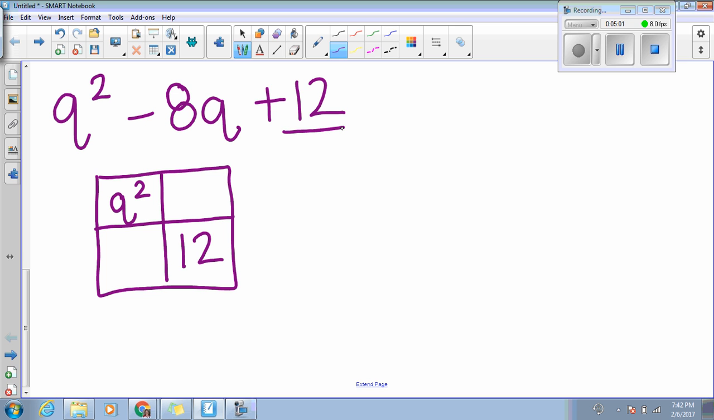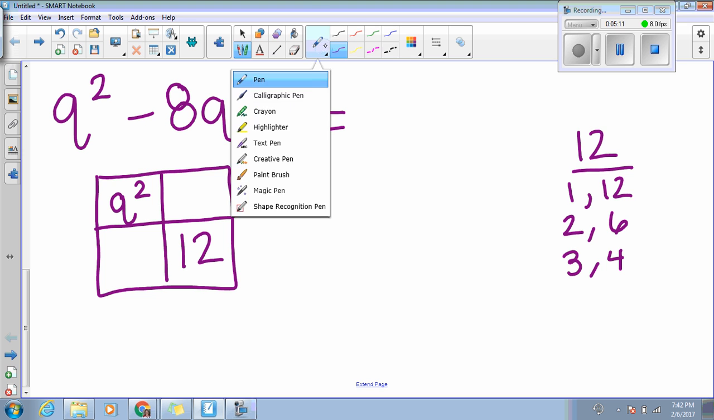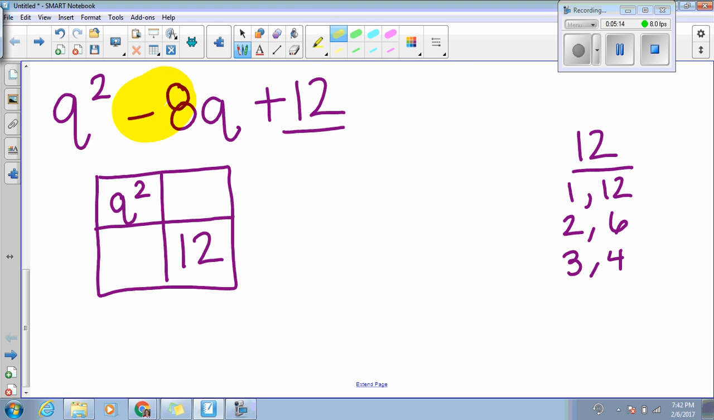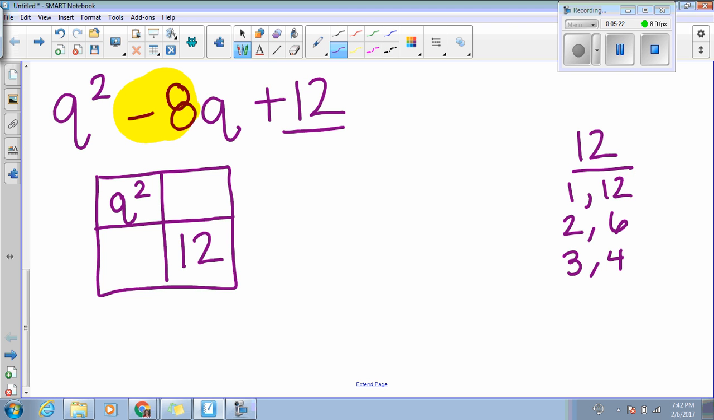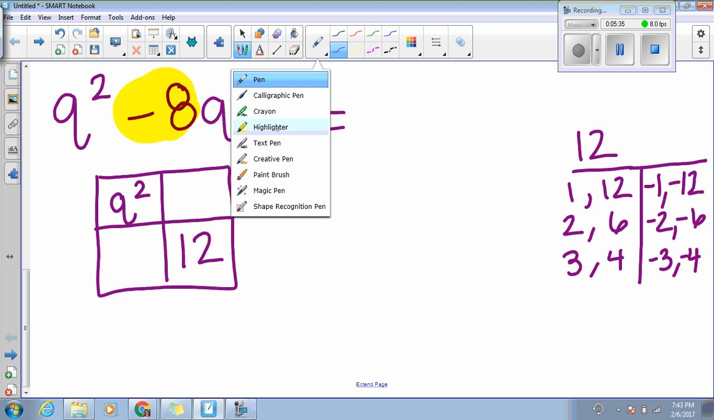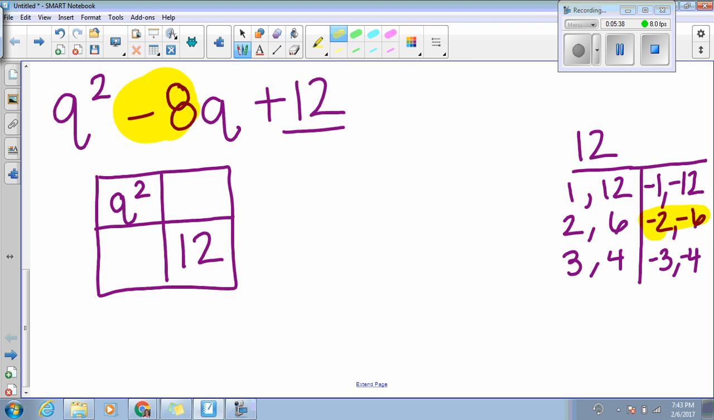Then I need to list my factors of 12. So I have 1 and 12, 2 and 6, and 3 and 4. And I need a pair that will add up to -8. Now, unfortunately, none of these do. But something I know about a positive number is I can also multiply two negatives. So -1 and -12, -2 and -6, -3 and -4. Now I have a pair that when I add them together, I get -8.